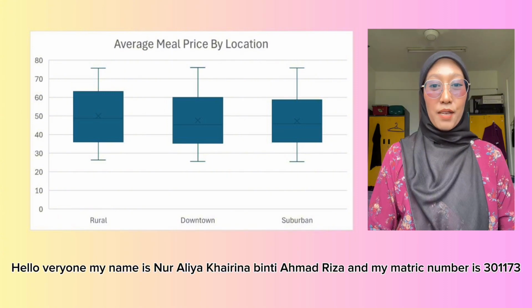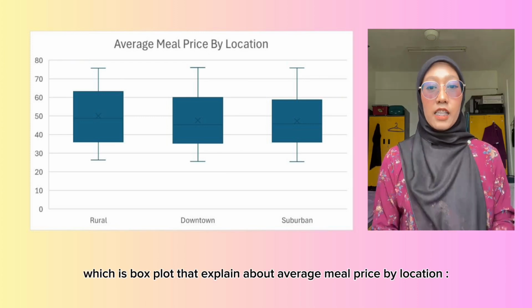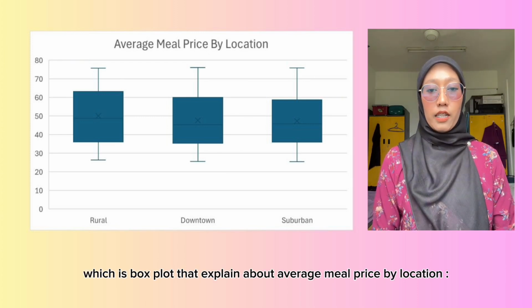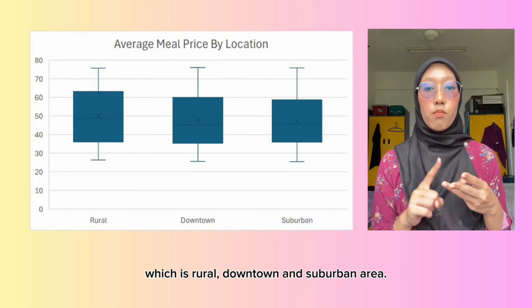Hello everyone, my name is Nur Ala Karina binti Ahmad Riza and my metric number is 301173. Today I will show you the first visualization that we create, which is a box plot that explains the average meal price by location. In our data, we have three locations, which are rural, downtown, and suburban area.